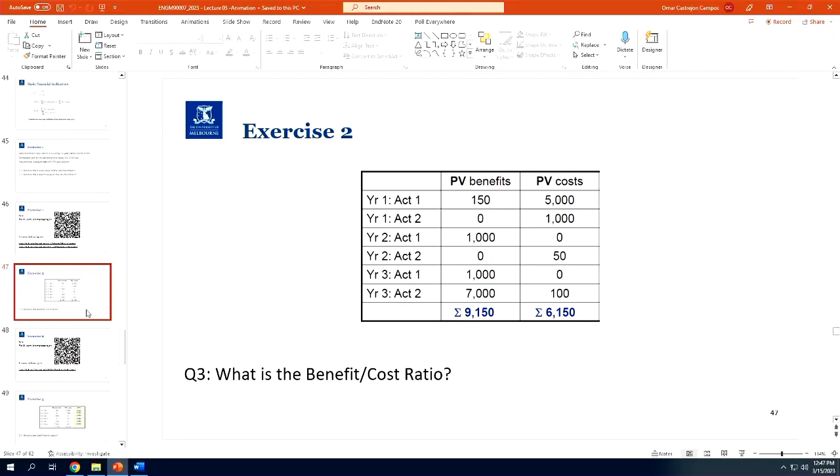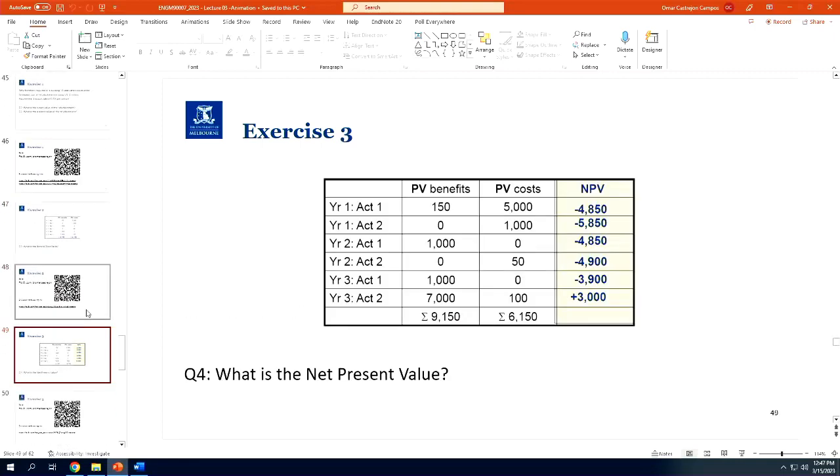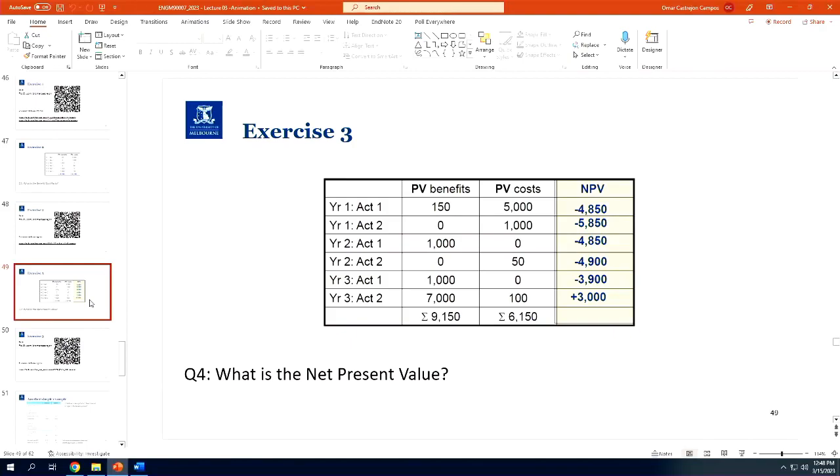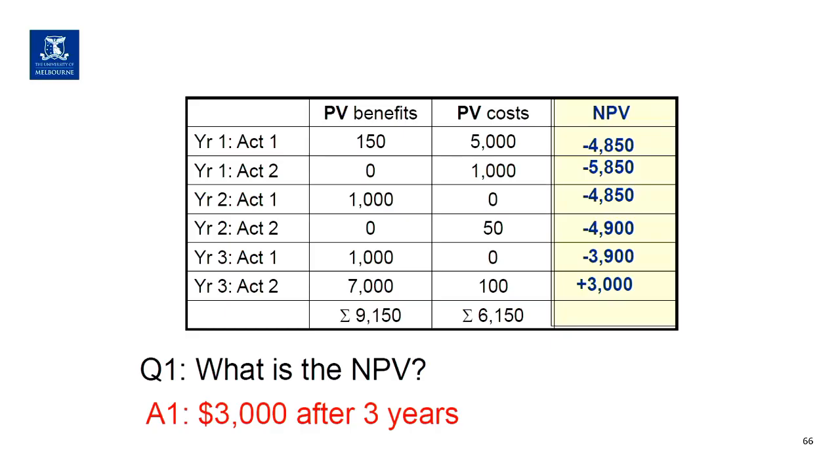And then the last exercise is this one. What is the net present value of this project? So the answer is 3,000 after 3 years. So this is really quick. It's just the difference between the sum of the present value benefits and the sum of the present value cost. So yeah, this one I think is really easy.